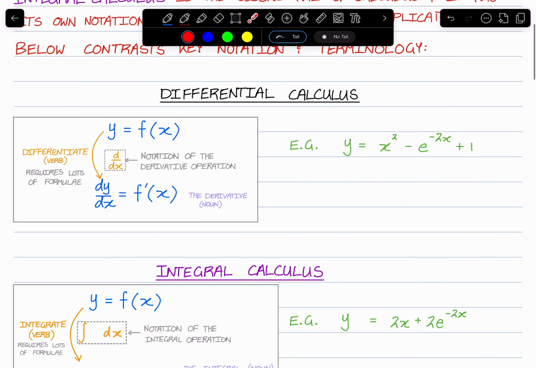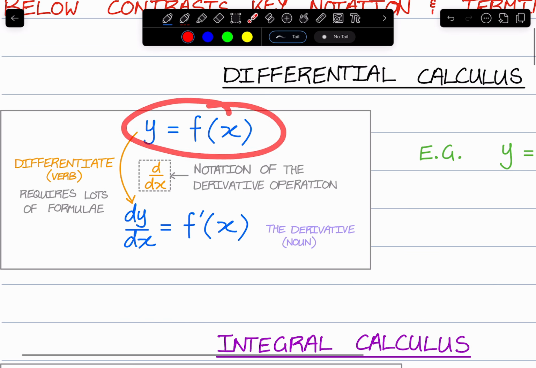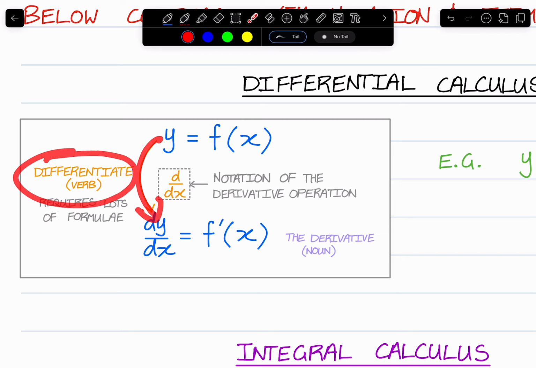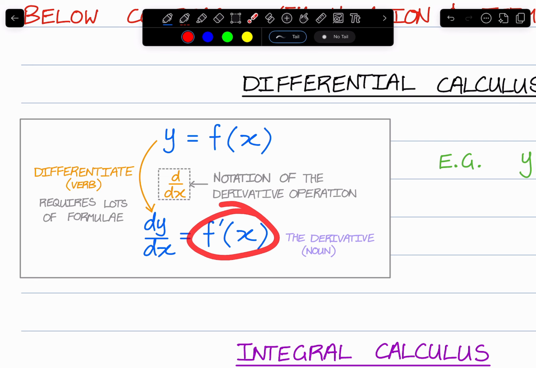So in differential calculus, if you're given a function y equals f of x, we differentiate it using this notation of the derivative operation. So dy on dx, we get f prime of x, which is known as the derivative. Emphasizing this, the process is called differentiation, to differentiate a function. And what we are finding is the derivative.